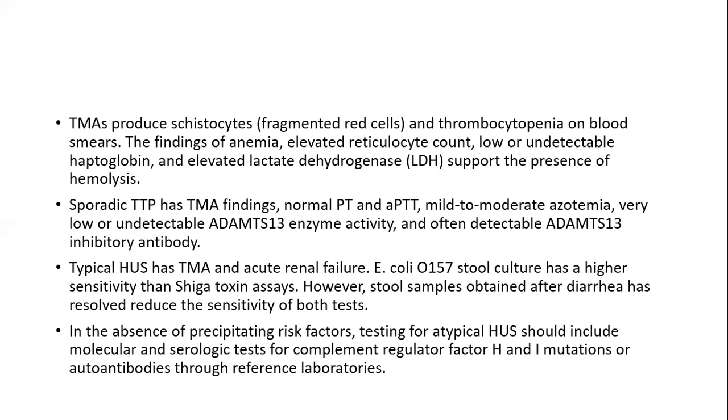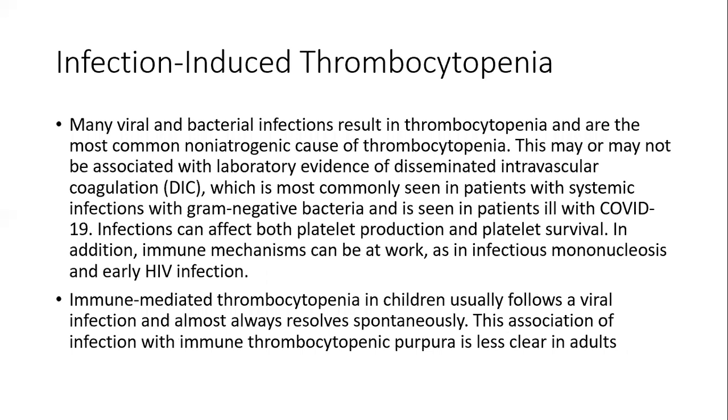E. coli stool culture has a higher sensitivity than Shiga toxin assays. However, stool samples obtained after diarrhea has resolved reduce the yield of both tests. So, in the absence of precipitating risk factors, testing for atypical HUS should include molecular and serological tests for complement regulator factor H and I mutations or autoantibodies through reference laboratories. So we don't know whether it's available or not.